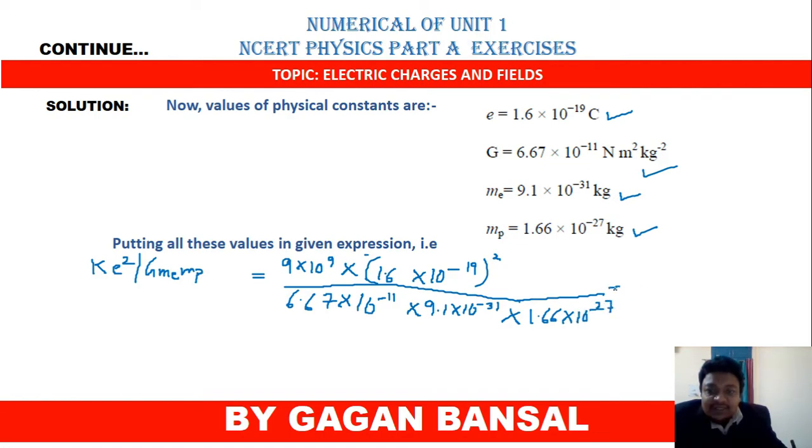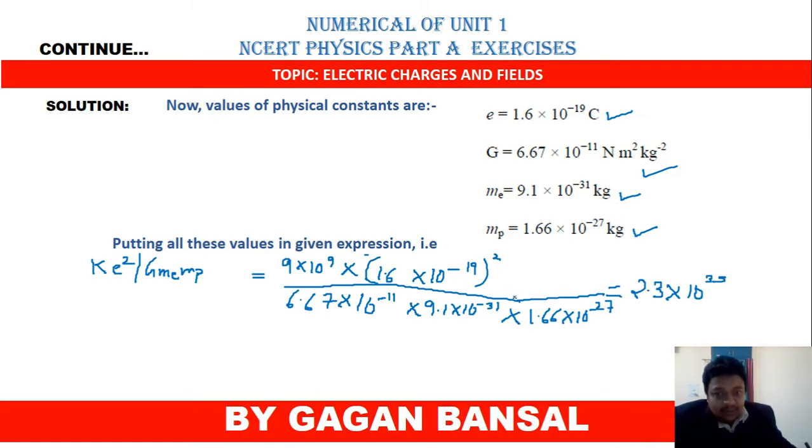So solve this, you will finally get how much? I'm just writing the answer directly. You should not write exactly what I am writing. You should cross check, and if you find any mistake you should mention that, so that it will not be repeated for others also. Okay, so 2.3 into 10 raised to the power 39, and it will be a dimensionless number as we have already proved.